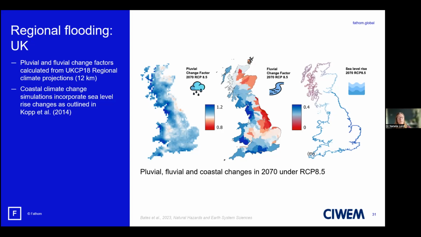And spatial patterns in the fluvial change factors show more differences, as we might have come to expect by now, with larger areas of drying projected along the east coast. And again, this is likely related to different drivers of floods as mentioned previously.